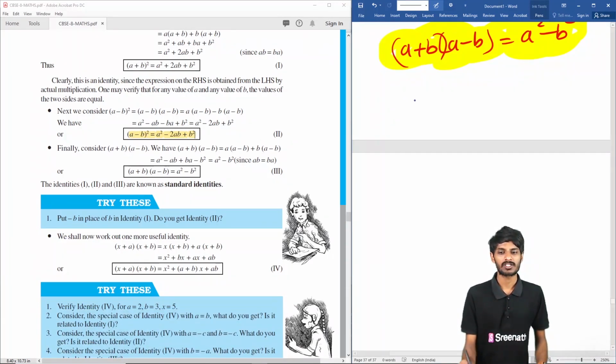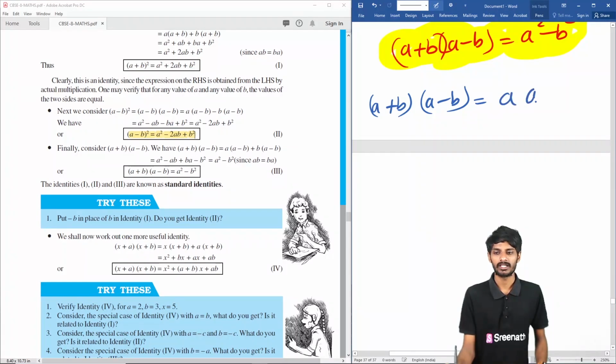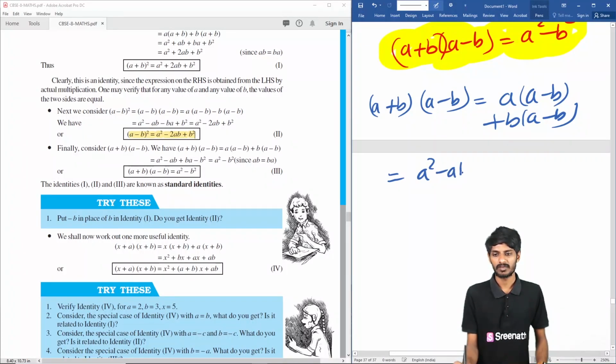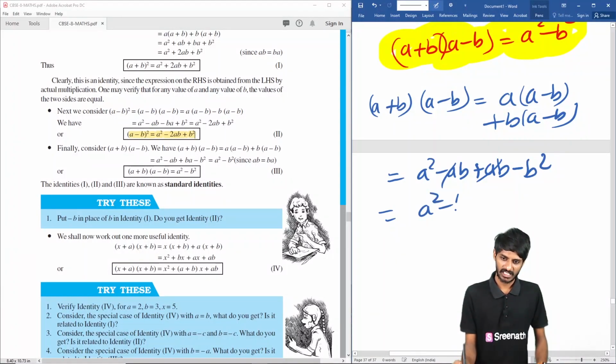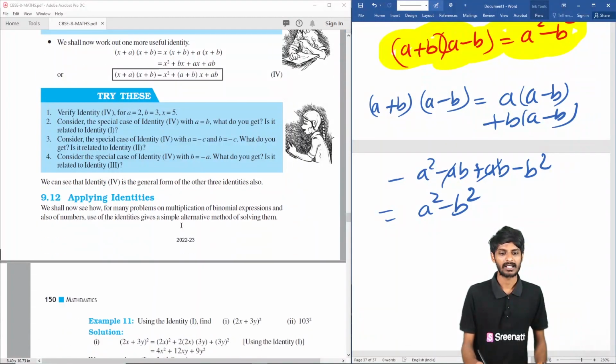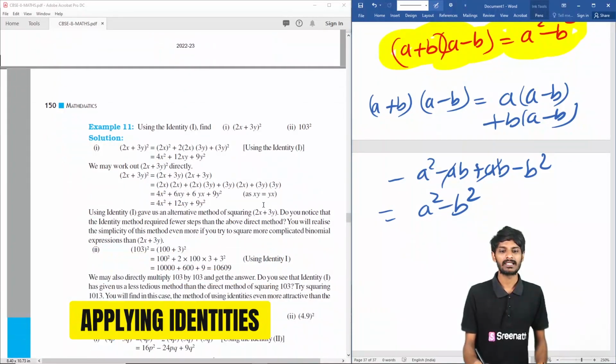And coming to (a plus b) into (a minus b), it is also a binomial multiplication. So a into (a minus b) plus b into (a minus b). So it is a square minus ab plus ab minus b square. So ab gets cancelled, giving a square minus b square. That's it, students. Standard identities. And now, applying identities.